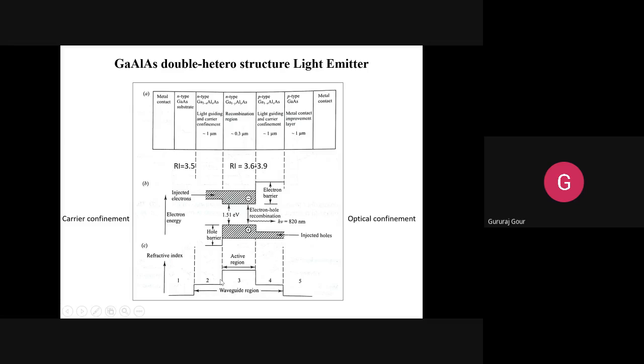Next, we'll move to the second section. Its refractive index is a little bit more than that of the first. This second section includes n-type gallium aluminum arsenide, and it is written that its width is approximately 1 micrometer. You can see here.